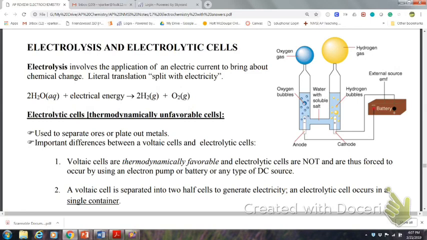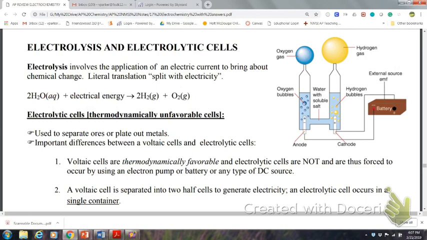Again, we said this in the beginning of the unit, electrolytic cells are thermodynamically unfavorable. It's probably about the fourth time we've said it, so hopefully you got that one in your brain. Some applications are we can use this to separate ores. So let's say you have a big sample of ore that you've mined from the ground. You can use this process to separate the metals that are desirable.